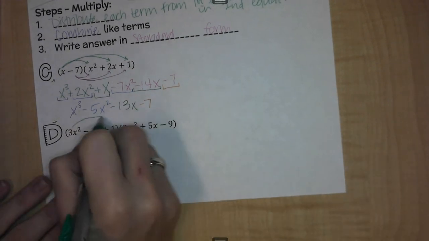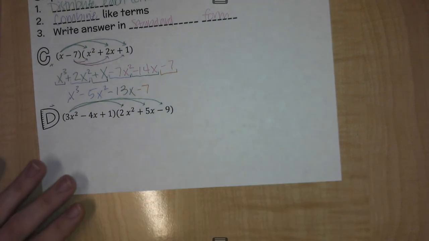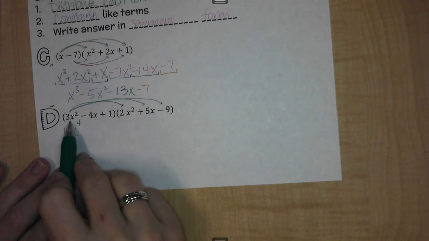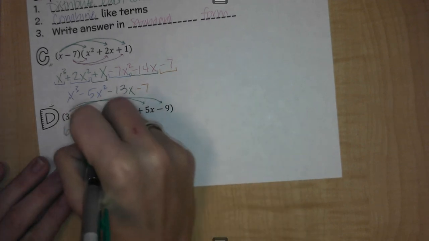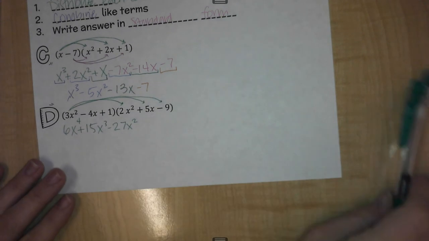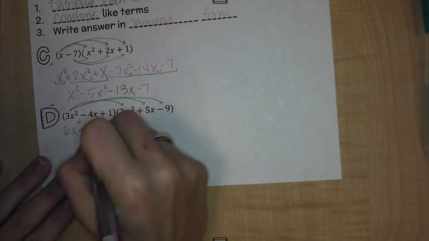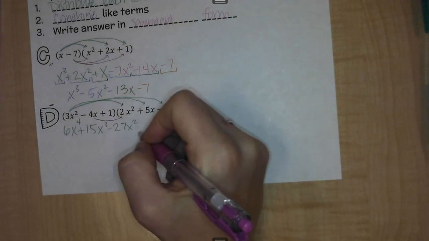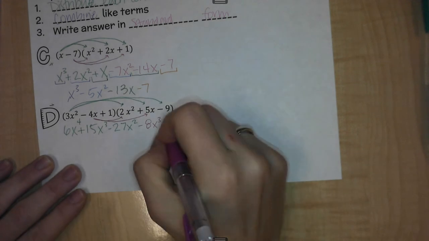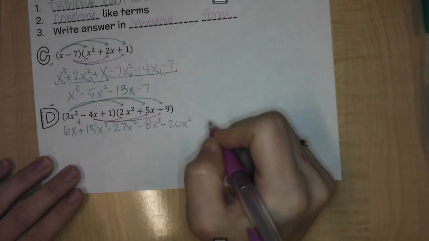All right, we're going to do the same exact thing when we have 3 terms. So we're going to multiply each term of the second equation by this 3x squared. So 3x squared times 2x squared is 6x to the fourth. 3x squared times 5x is positive 15x to the third. 3x squared times -9 is minus 27x squared. Okay. Now let's multiply everything by the -4x. So -4x times 2x squared gives me -8x to the third. -4x times 5x is -20x squared.